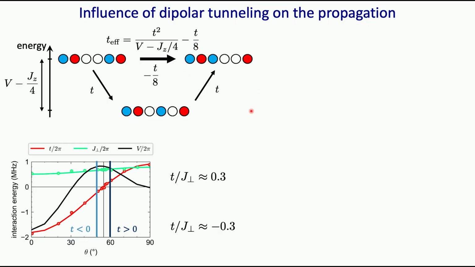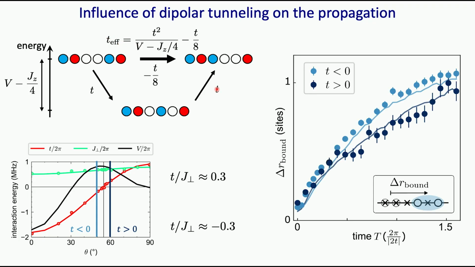We can explore that by simply changing the angle of the chain and therefore explore the case where we have positive or negative tunneling, and that should be reflected in T effective being either smaller or larger. And this is what we observe here. We measure the position of the center of mass of the holes as a function of time. And we observe that indeed, depending on whether you have negative or positive tunneling, which is to say positive or negative interference in the effective tunneling here, you have a difference in the propagation. So that's the signature of the influence of the 1/r³ tail.